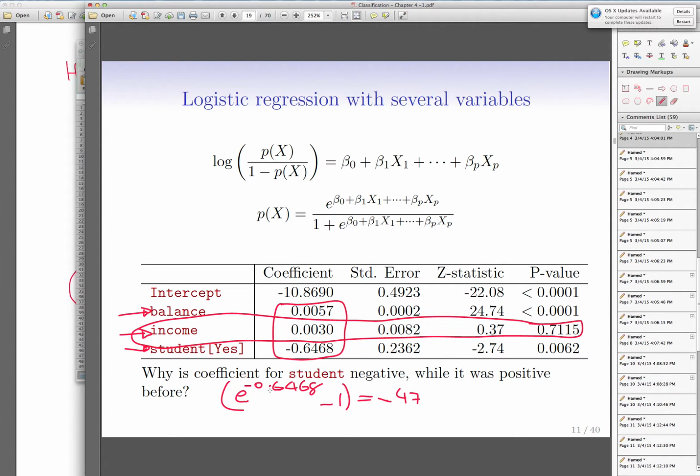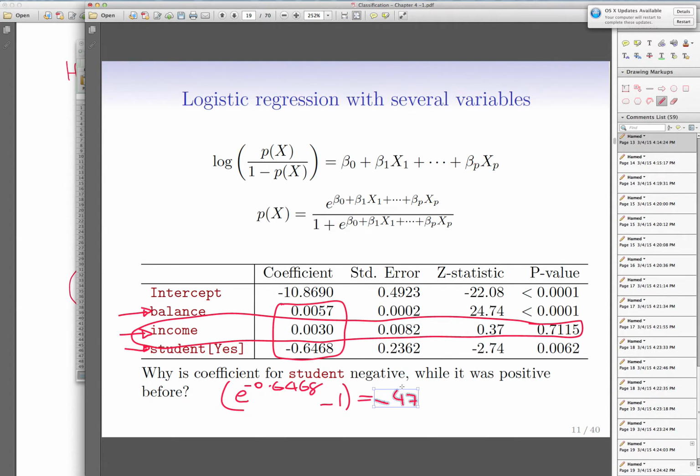It was negative 0.47. That means, on average, you estimate that for a fixed level of balance, students tend to default 47% less than non-students. So for the same level of balance, you expect that students default 47% less than non-students. So what is the problem?